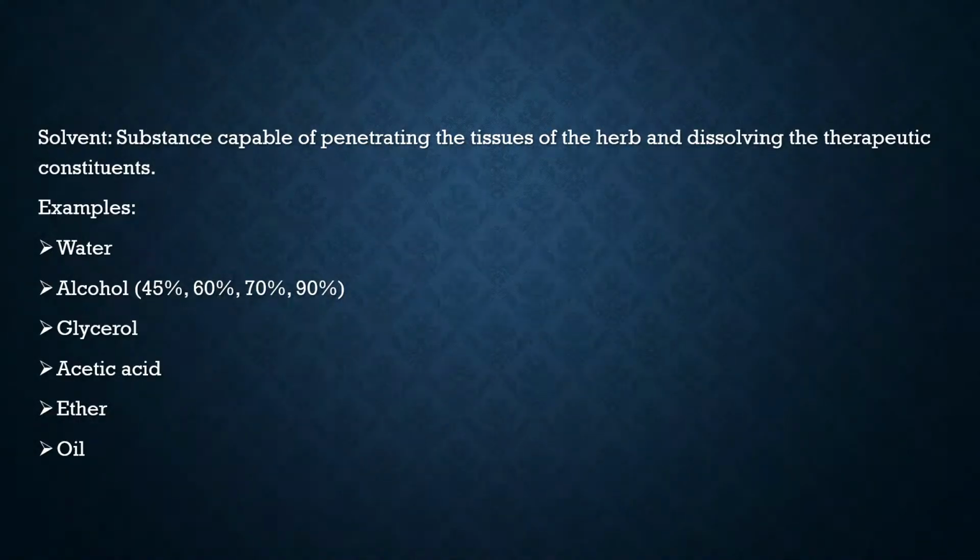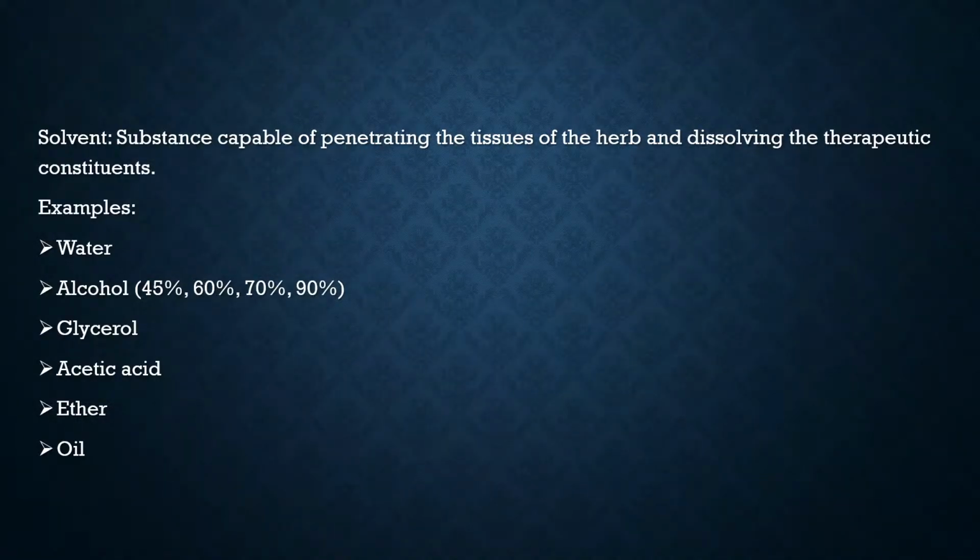So as I said, when preparing herbs, there is something that you put the herb in to dissolve the therapeutic constituents or the chemicals that heal in the herb. And that particular substance is called a solvent. So back to the slide. Solvents, these are substances capable of penetrating the tissues of the herb and dissolving the therapeutic constituents. So example here is water. Most of us use water. You boil the water, put the herb, wait for it to sit until warm, sieve, and then probably drink depending on the herb. The dosage will depend on the herb.